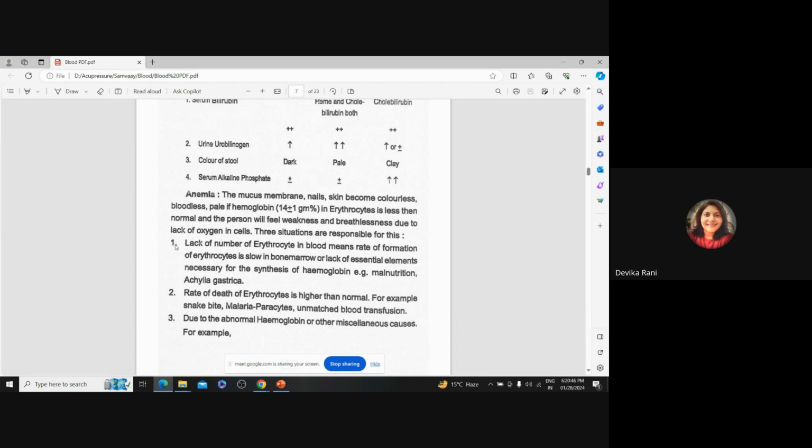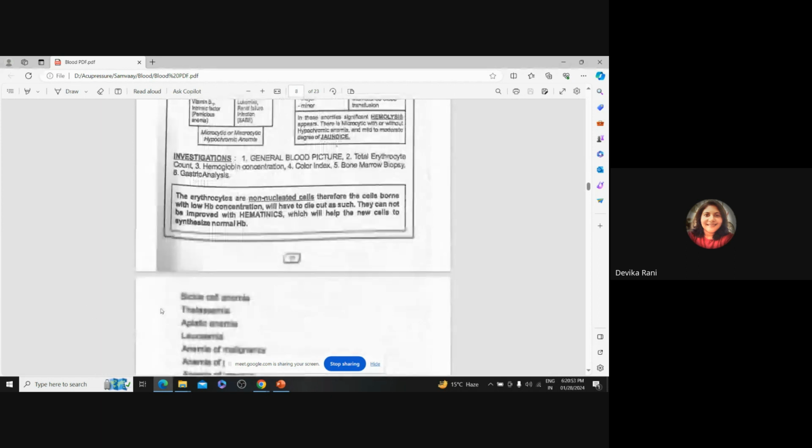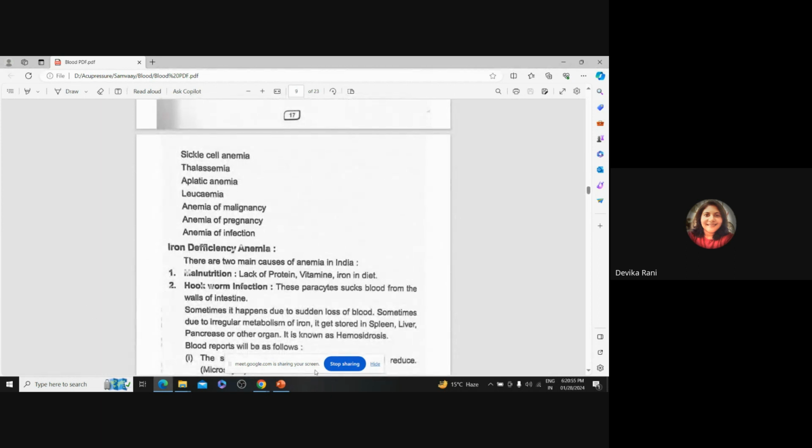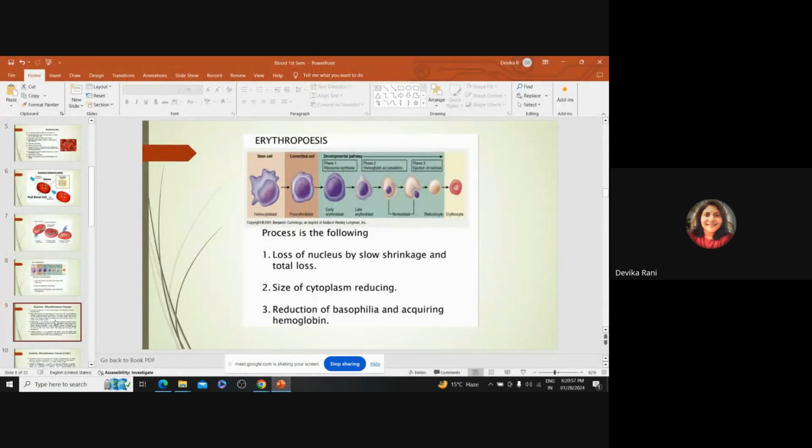And due to abnormal hemoglobin or other miscellaneous causes, for example, now we have these forms of anemia. So I'll discuss them over here.